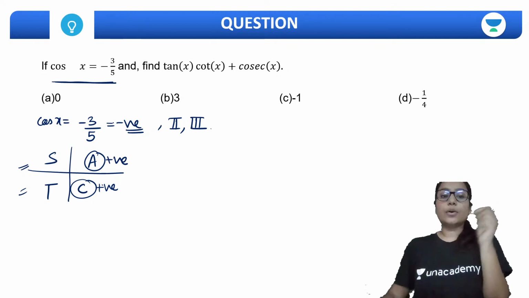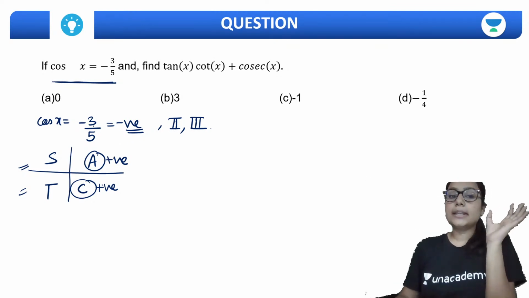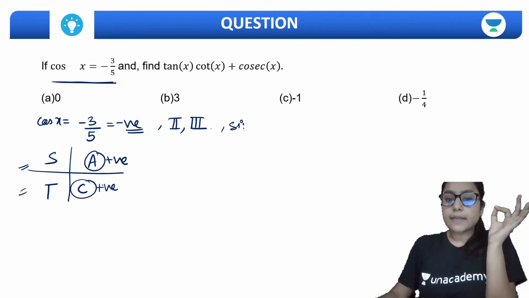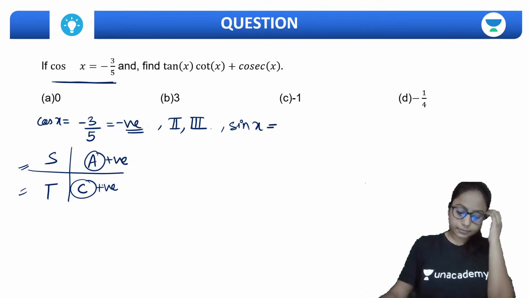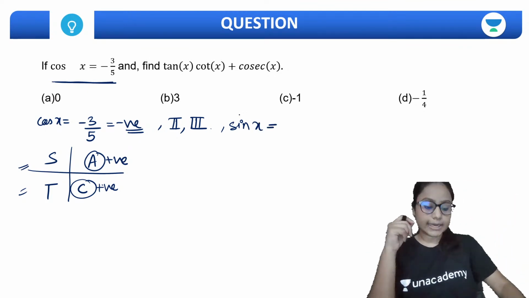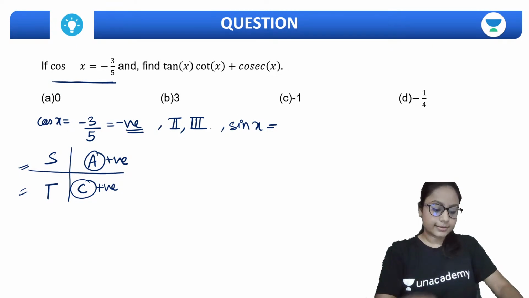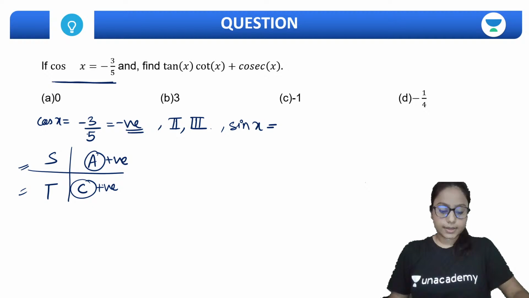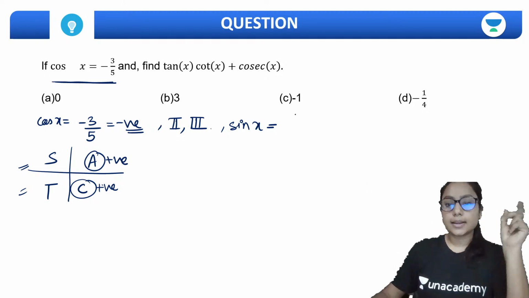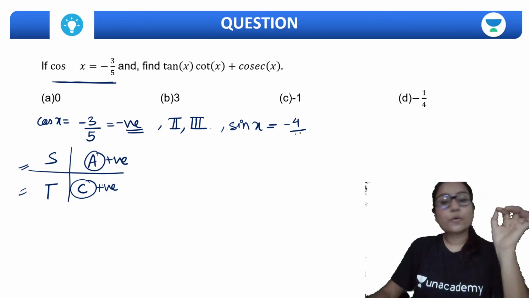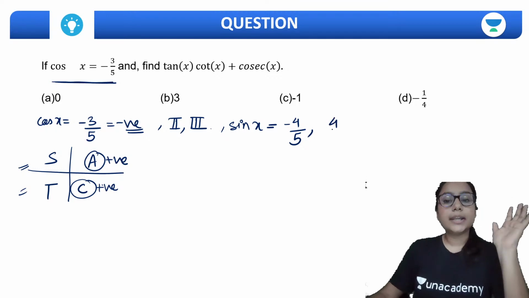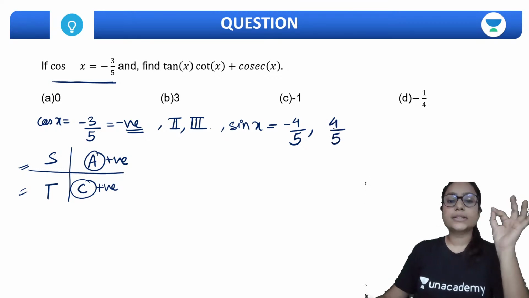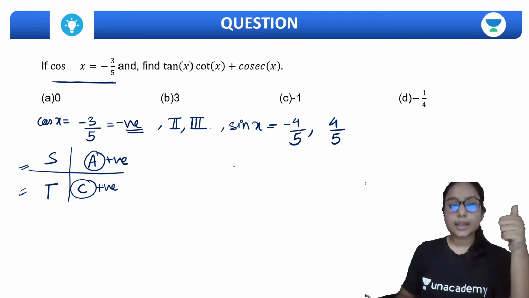Okay, now if cos is minus 3 by 5, can you find the value of sin x? Find the value of sin x when cos is minus 3 by 5. So you get two possibilities. One is minus 4 by 5. Other possibility is 4 by 5. ये दो possibilities आएंगे. Okay?